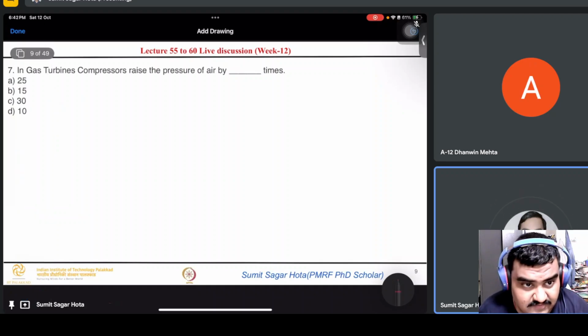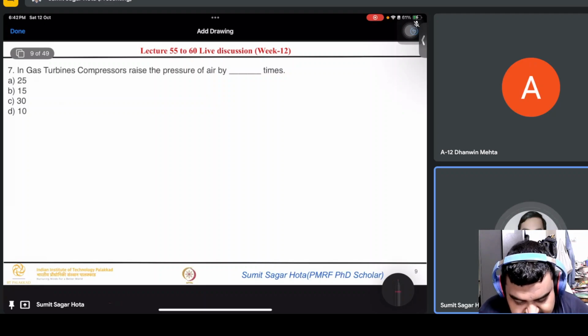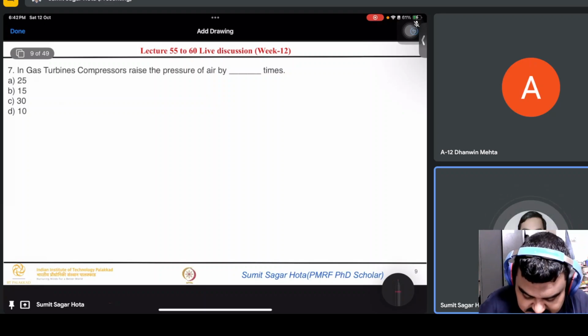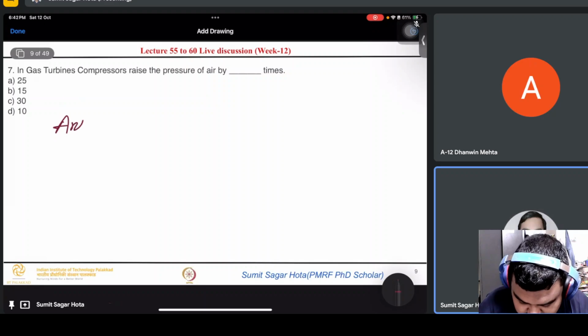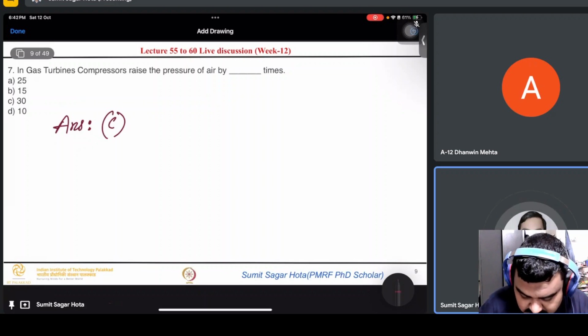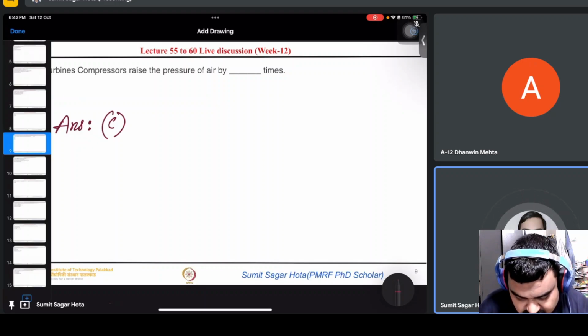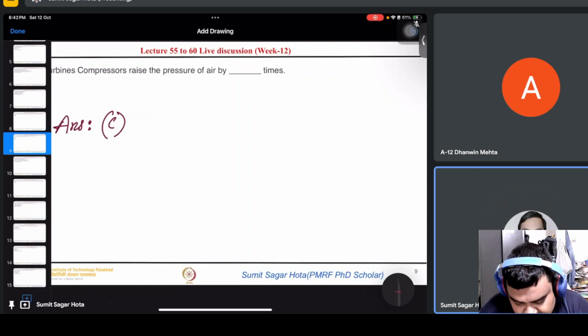In a gas turbine, the compressor raises the pressure of air by dash times. Especially they are asking about the compression ratio for a gas turbine compressor. It is actually very high, actually 30 times. This is the maximum value, and it should be noted that it is the maximum value. Sometimes it can go this high, or otherwise 15, 20, or sometimes only 30.